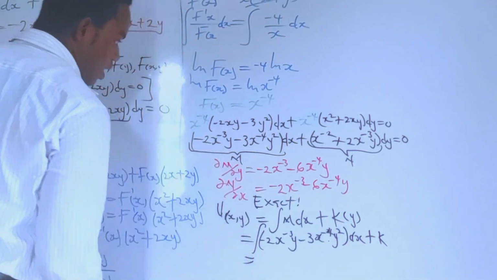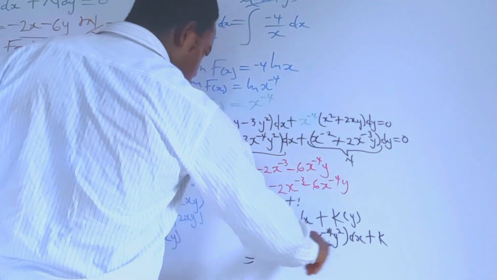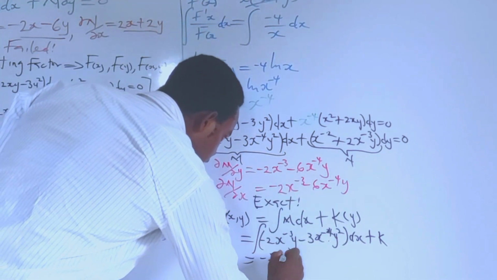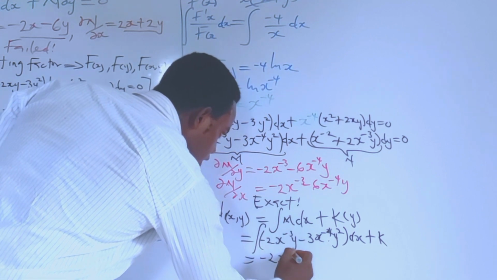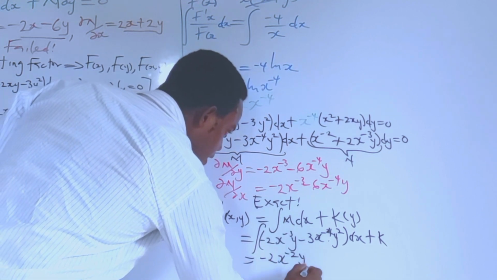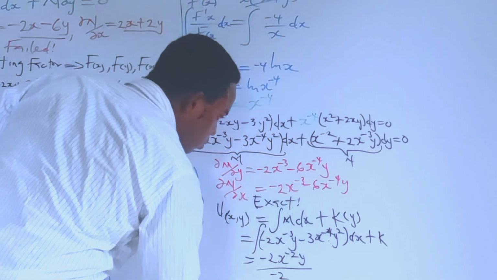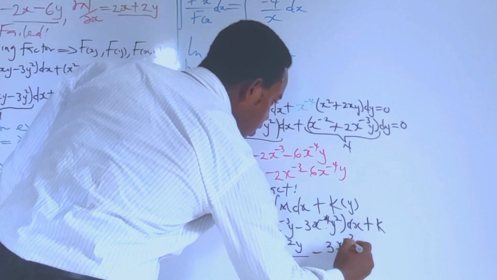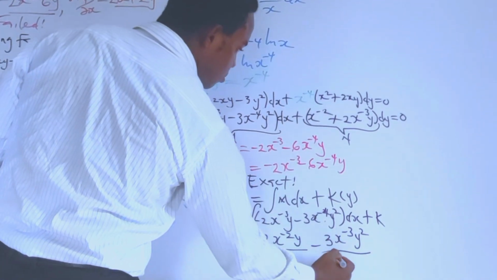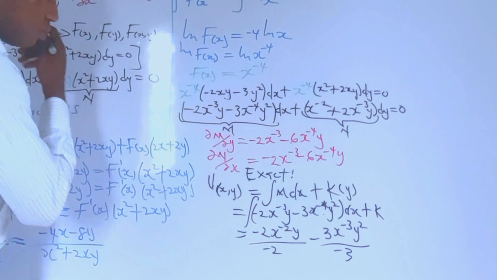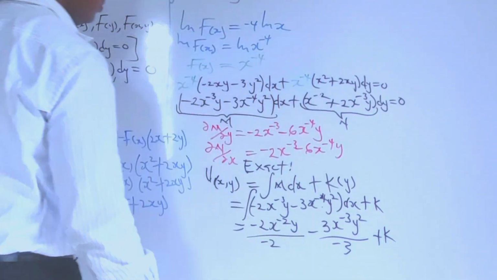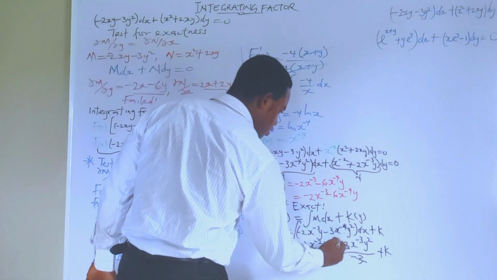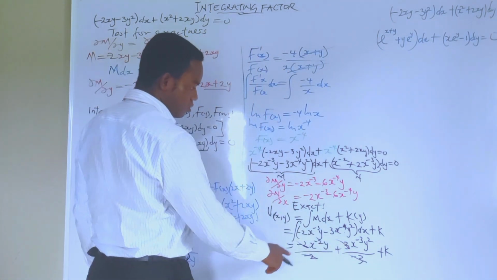So what is this integral? Let's evaluate this integral with respect to x. For negative 2x raised to power negative 3y, that will be minus 2x raised to power minus 2y all over minus 2, right? Good. And this would be minus 3x raised to power minus 3y squared all over minus 3, since minus 4 plus 1 is minus 3, and plus k. Those cancel out, right? So what do we have left of u?